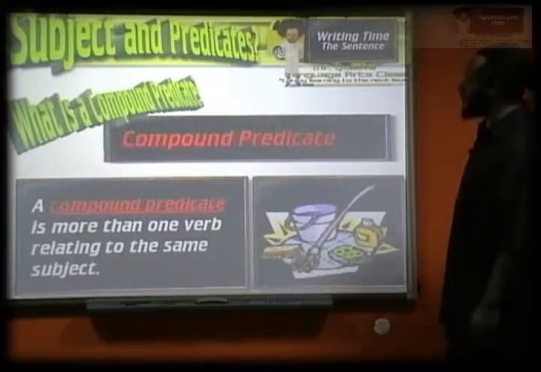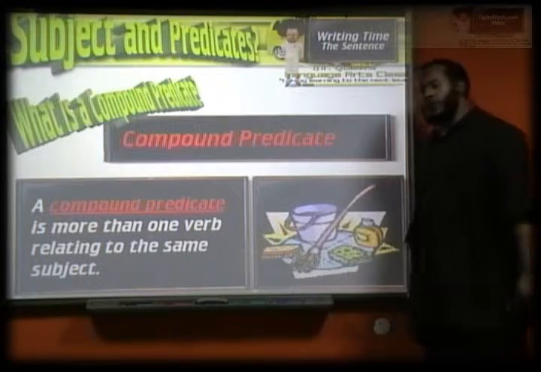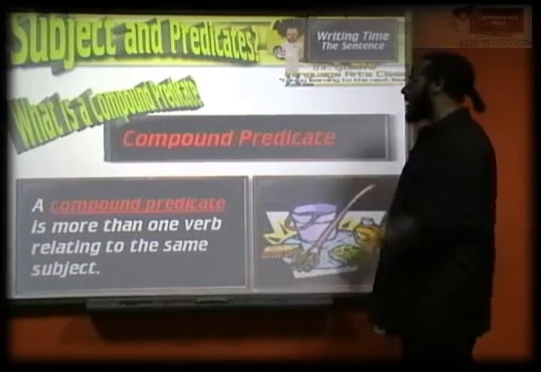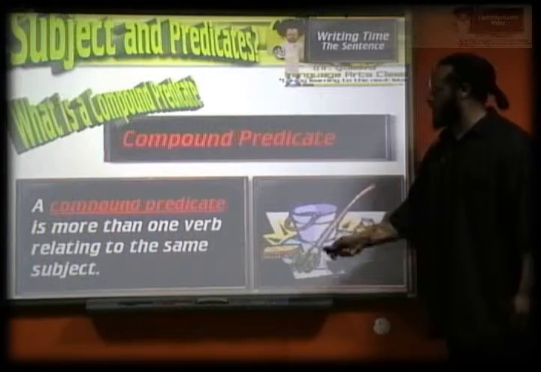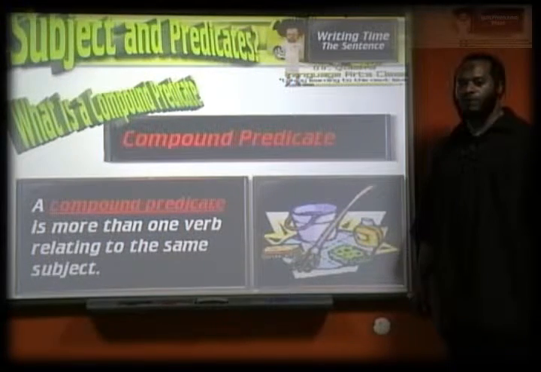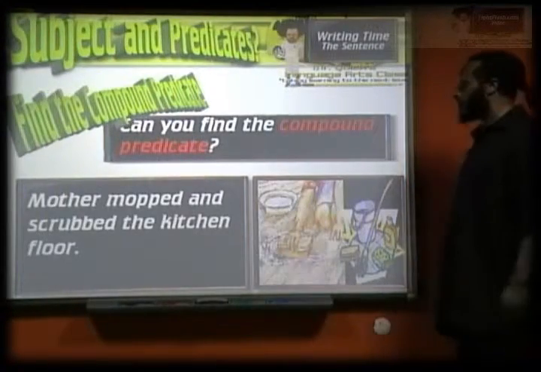Well, if we talked about the compound subject, we got to talk about the compound predicate. Ain't no other way. Here we go. A compound predicate, of course, is more than one verb relating to the same subject. Well, more than one verb. So we're looking for a bunch of verbs here? I don't know. You tell me.